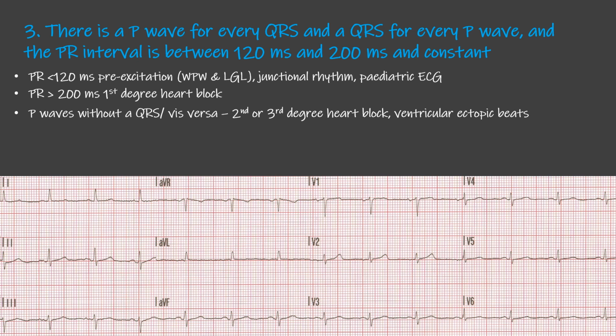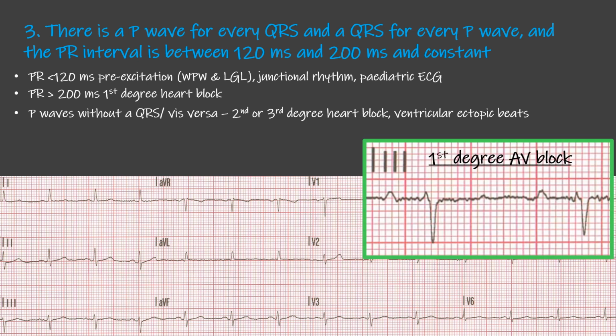So on this example ECG, we can see that there's a P wave followed by a QRS complex, and each QRS complex has a P wave just before it. So there's a 1-to-1 ratio of P wave to QRS. And we can also see that the PR interval is less than 200 milliseconds or 5 small boxes, but it's also more than 3 small boxes. So this is normal. We'll now look at a few examples.